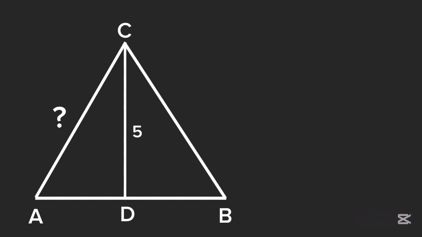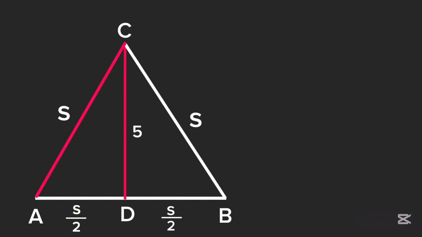We have an equilateral triangle ABC, so all sides are equal. Call each side S. When we draw altitude CD, it hits the base at D, and because the triangle is equilateral, the altitude also bisects the base. That means AD equals DB equals S divided by 2.